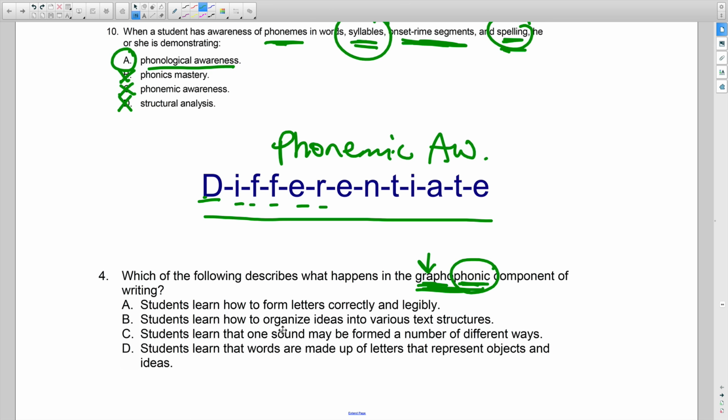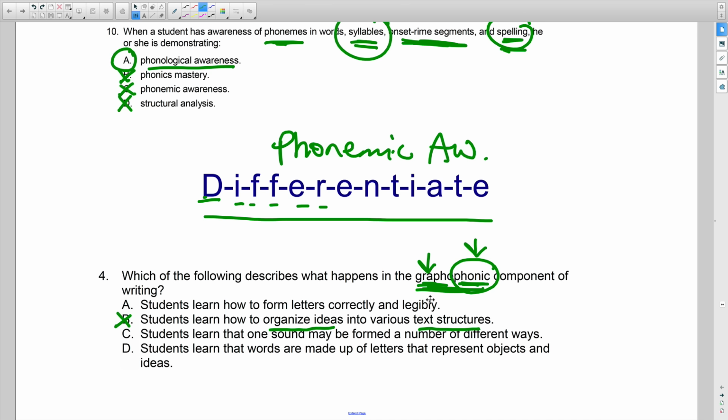B, students learn how to organize ideas into various text structures. We're not talking about text structures here. And organizing ideas, this has to do with spelling and writing. Ideas have to do with meaning. So I'm going to cross B off.